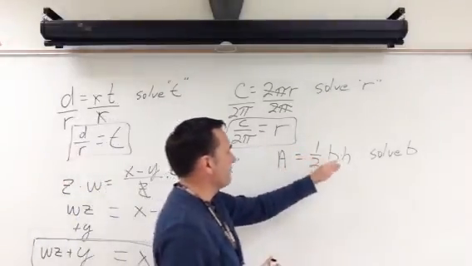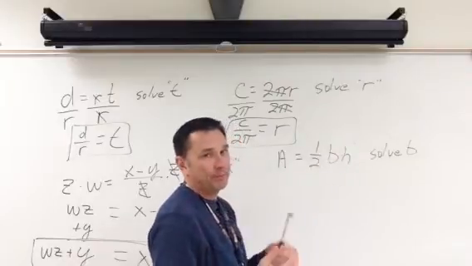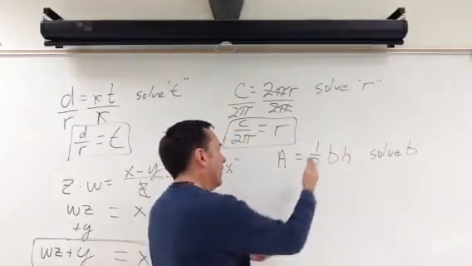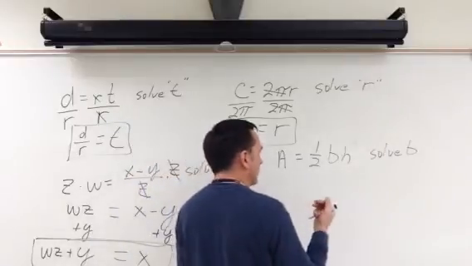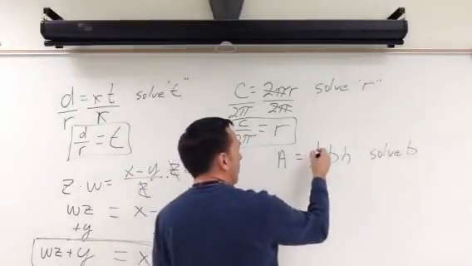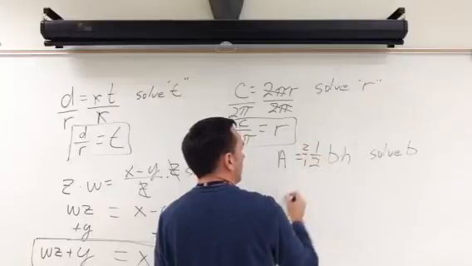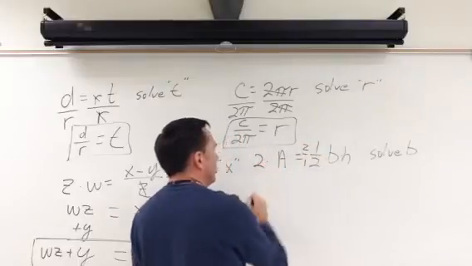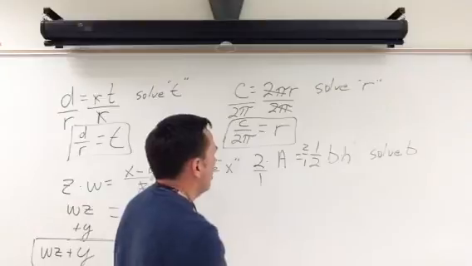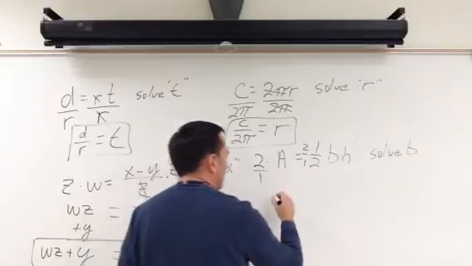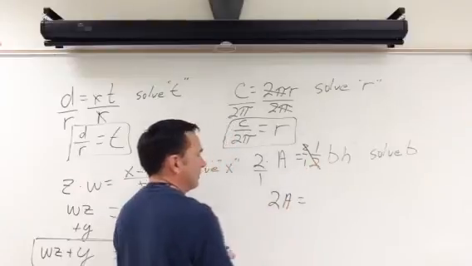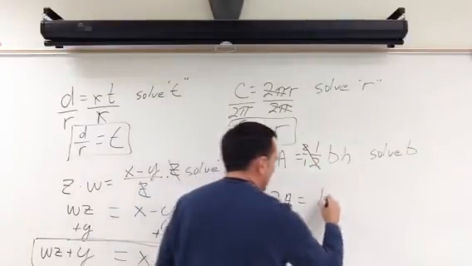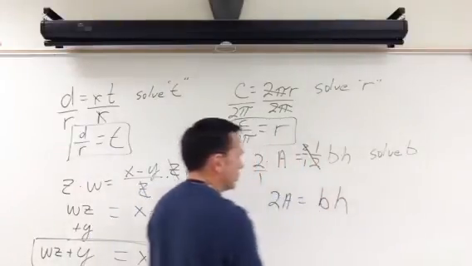What is the 1/2 doing to the bh? It's multiplying. However, I can't divide by a fraction, so we multiply by the reciprocal. The reciprocal of 1 over 2 is 2 over 1. Let's multiply this by 2 over 1, or just 2, and we end up with 2a. These 2's get reduced down to just 1, equals b times h.